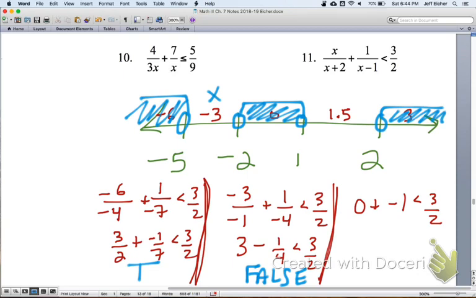So that is solving rational inequalities. A lot of plugging numbers in. Feel free to use your calculator. That definitely helps. And then we have two additional word problems, which I will put on a different video.